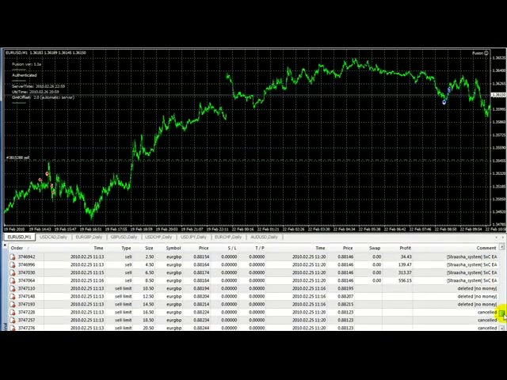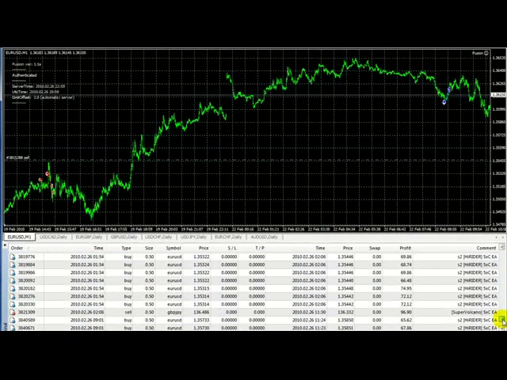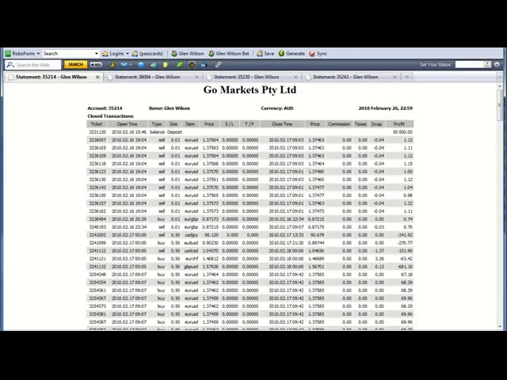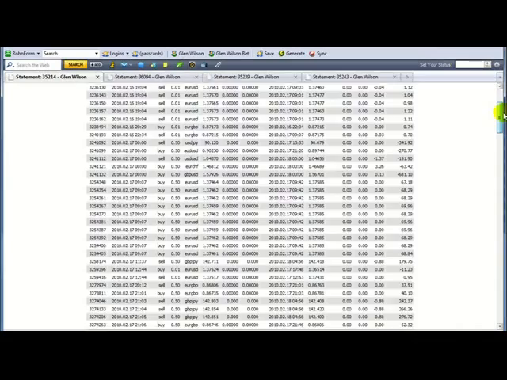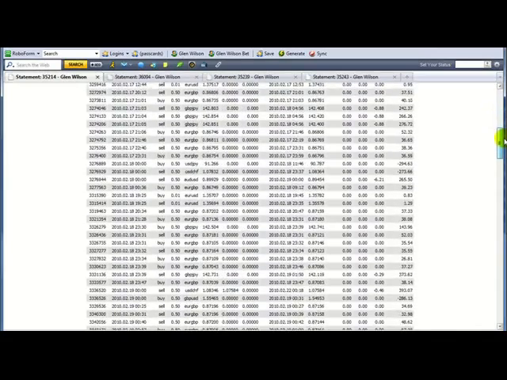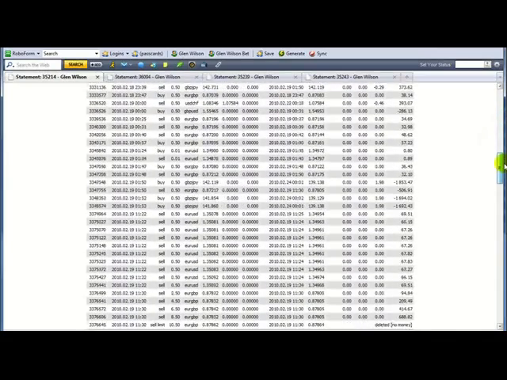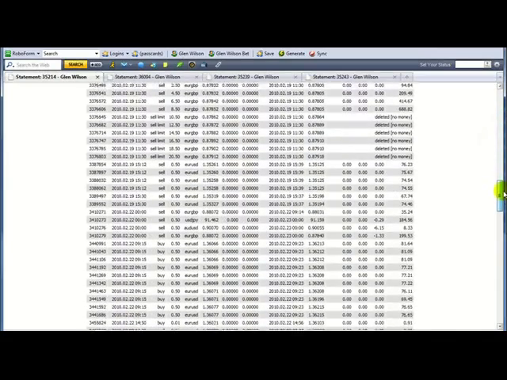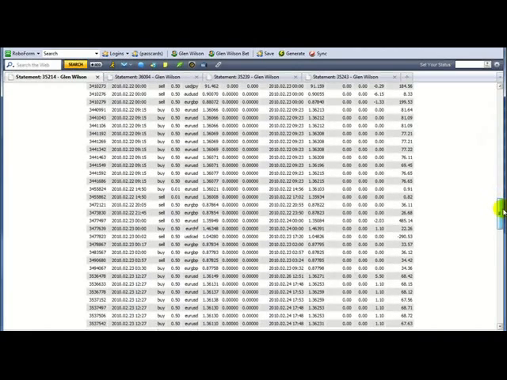So as we can see, what we'll do is I'll pull up the detailed statement for the week. Now this is the Fusion EA. The week started, as you can see, there's a lot of trades. It's a very active EA. Started here on the 22nd.